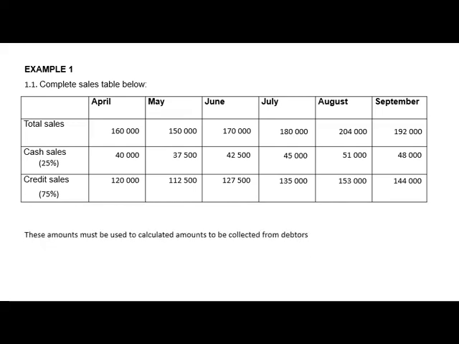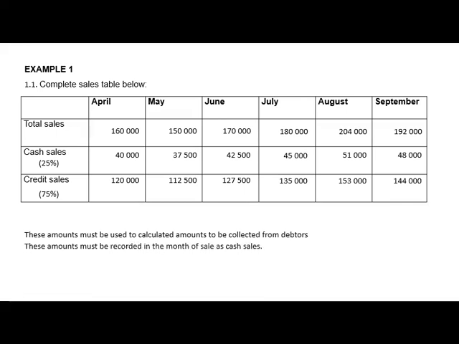I'll just explain credit sales. These amounts must be used to calculate amounts to be collected from debtors. So credit sales, we are going to use those amounts to calculate the amounts that we are going to collect from debtors. And these amounts must be recorded.